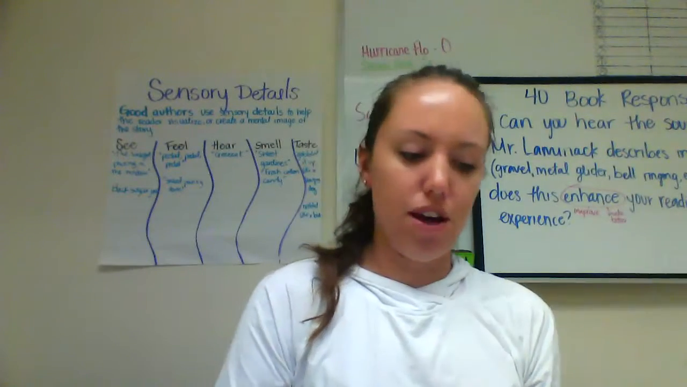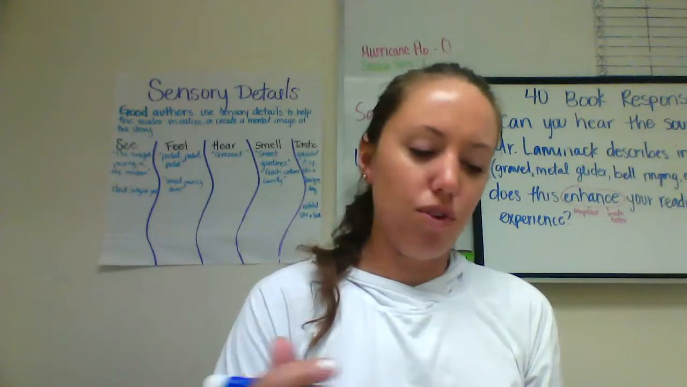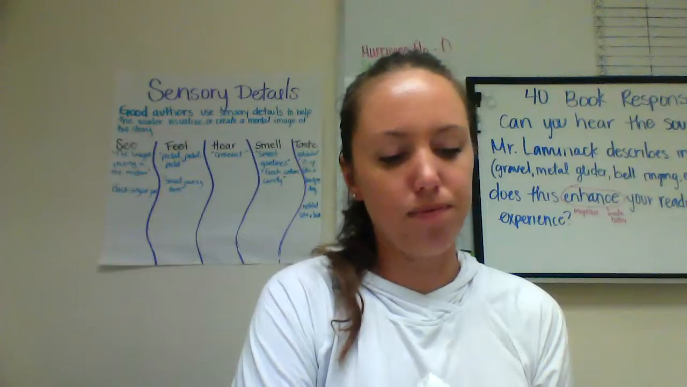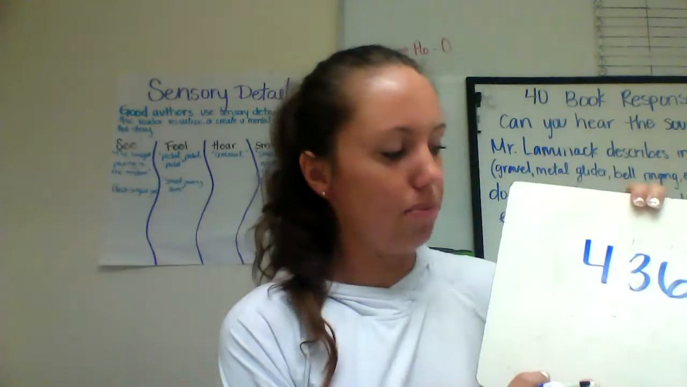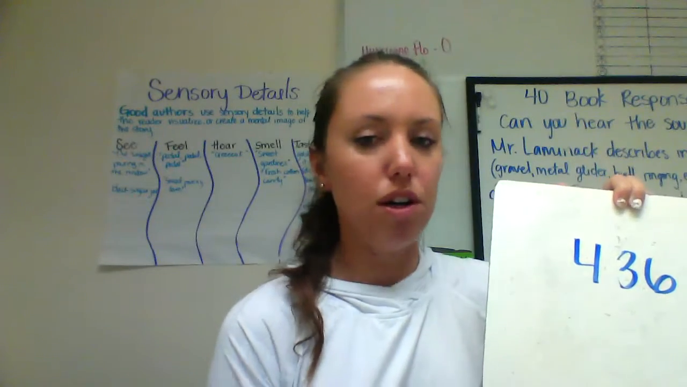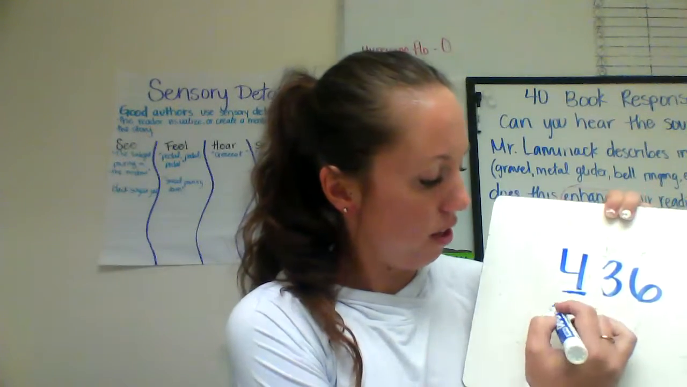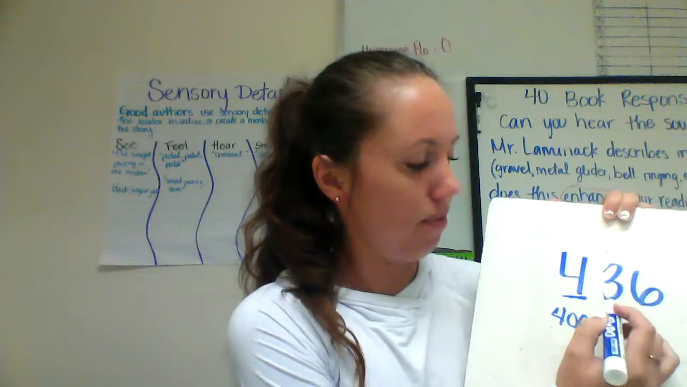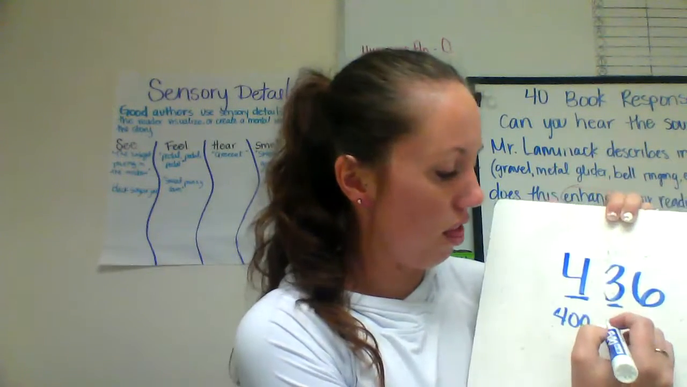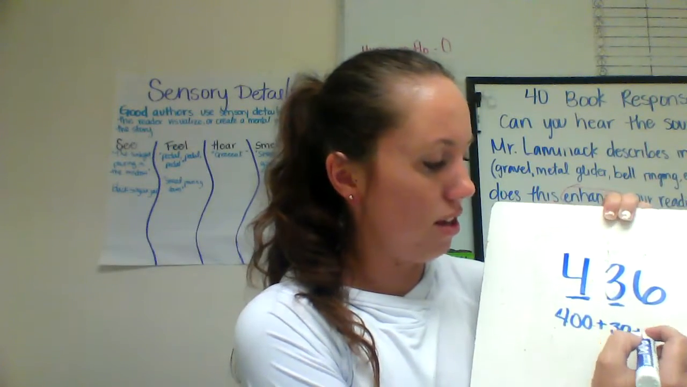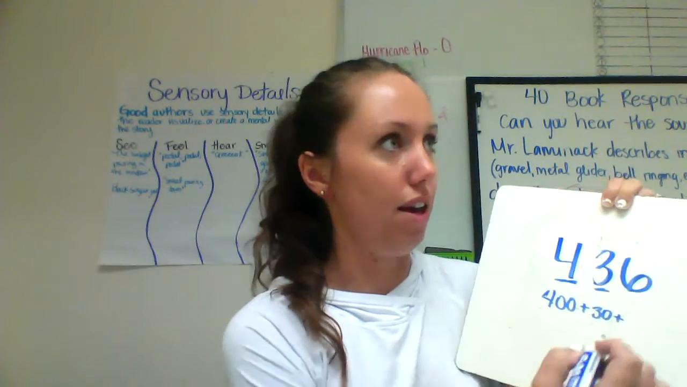Another example of that, if I was doing, let's say, a 3-digit number, 436. I would expand that by saying that 4 is written in the hundreds place, meaning 400. That 3 written in the tens place, 3 tens, aka 30. 6 written in the ones place, aka 6.